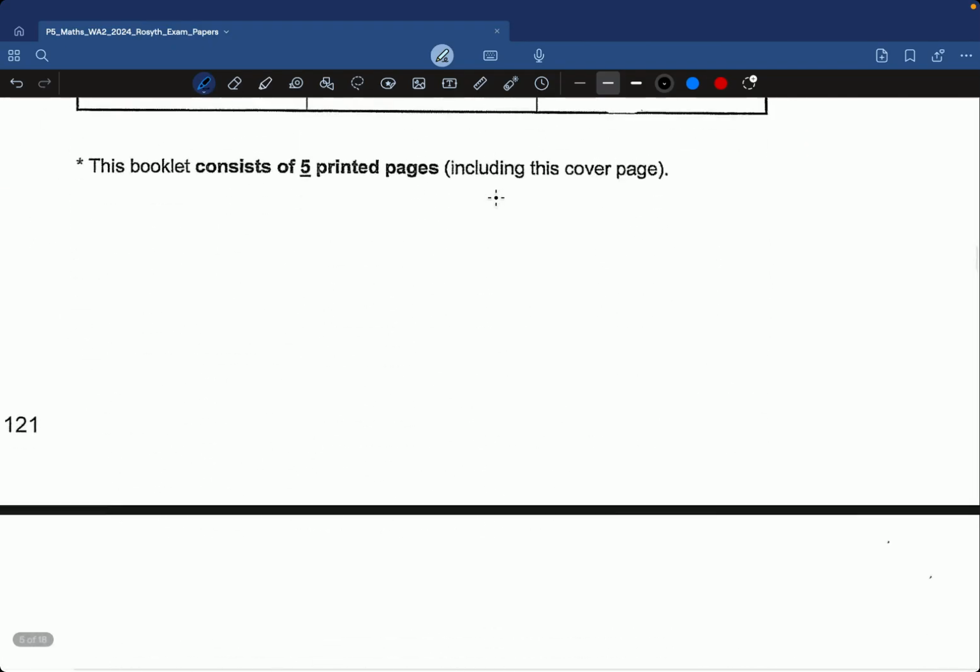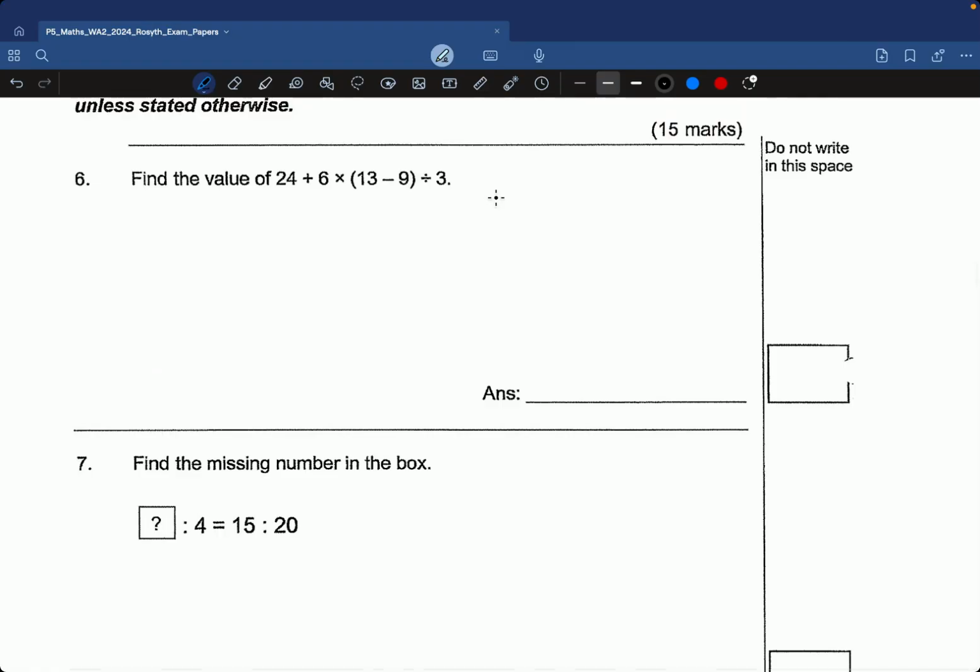Okay, question 6. Let me scroll down over here. Find the value of 24 plus 6 times 13 minus 9 divided by 3. First things first, if you remember, this is order of operations. Basically you need to know what you need to do first. Number one is always brackets. Number two is to either multiply or divide. And number three is to either plus or minus. And everything goes from left to right.